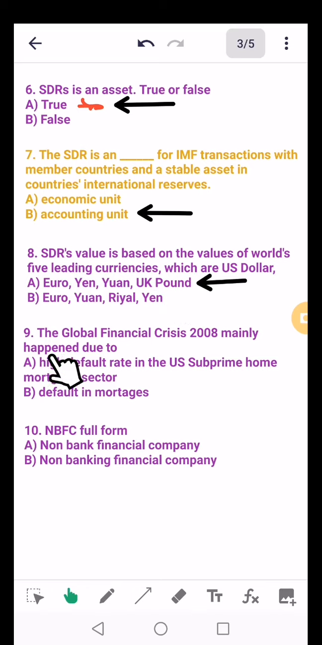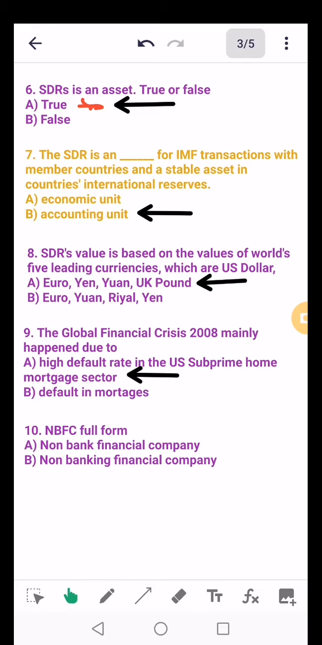The next question is, the global financial crisis 2008 mainly happened due to. What is the reason behind the 2008 global financial crisis? The main reason was that there was high default rate in the US subprime home mortgage sector.